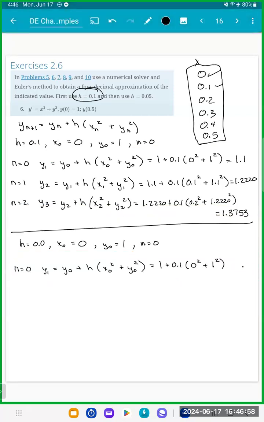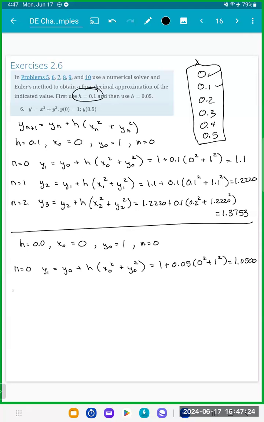So for this one, our y sub 0, so we're still 1, but now we're plus, our h is 0.05. Our x is still the same, and our y is the same. And so this gives me 1.0500.